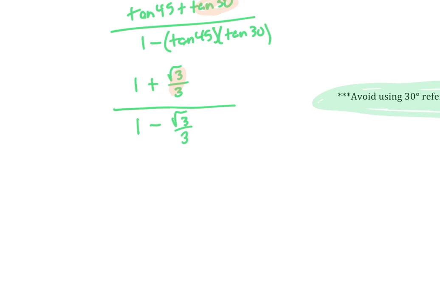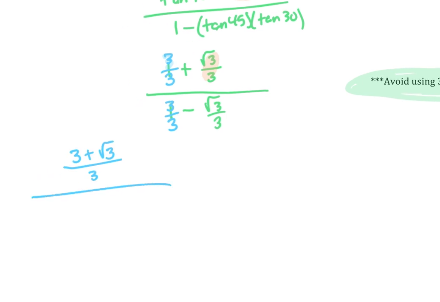Okay, so if we rewrite these ones as 3 over 3 so that we have our common denominator, I want you to notice what we get here. So then we get 3 minus root 3 all over 3. Okay, take a look at that. Make sure you understand how I've kind of condensed that a little bit.